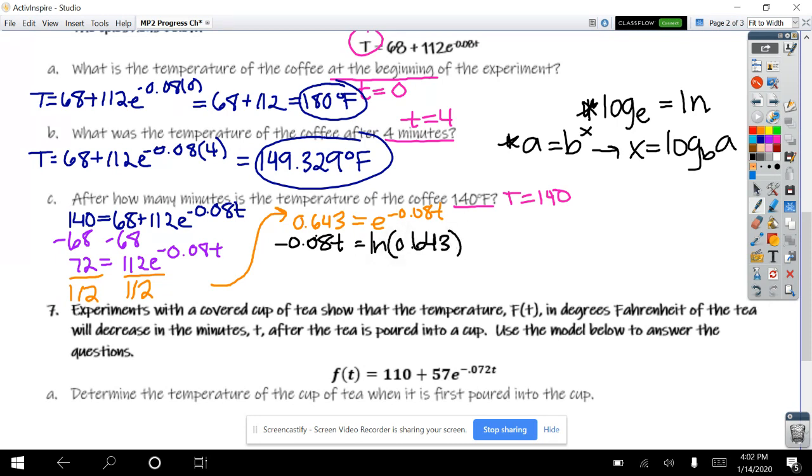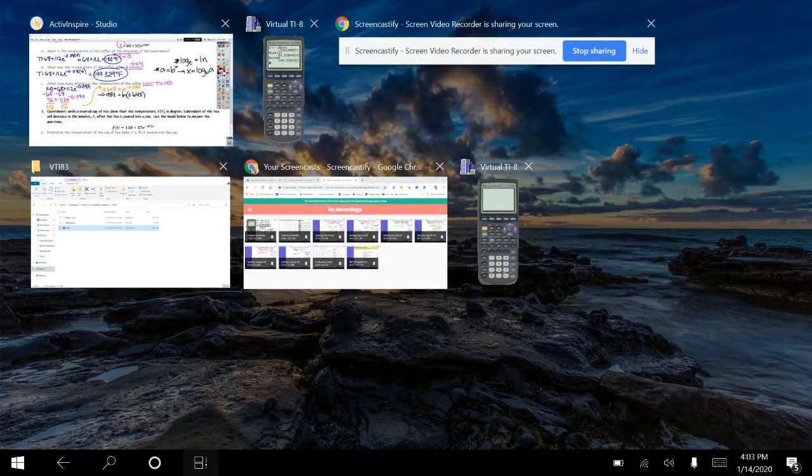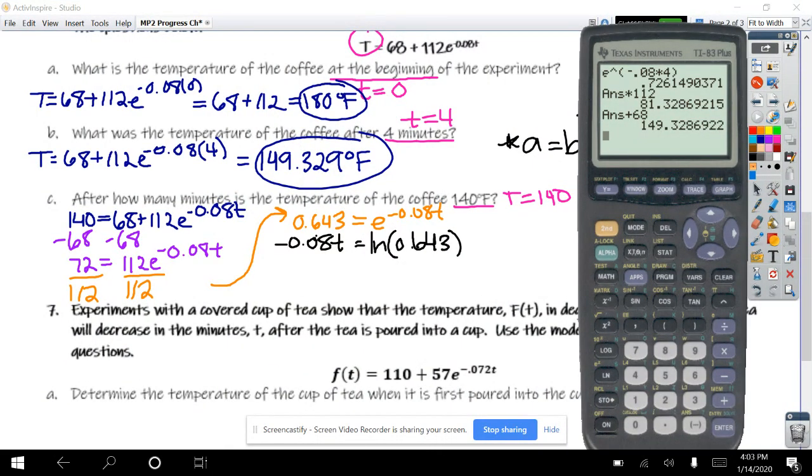So again, for this, you just need to remember that the exponent goes down to the bottom, and then you take the natural log or log base e of the number on the other side. So if you put ln of 0.643 into your calculator, there's a chance you forgot how to do that. So I'll go ahead and do that in the calculator to show you. Ln of 0.643. That gives you negative 0.442.